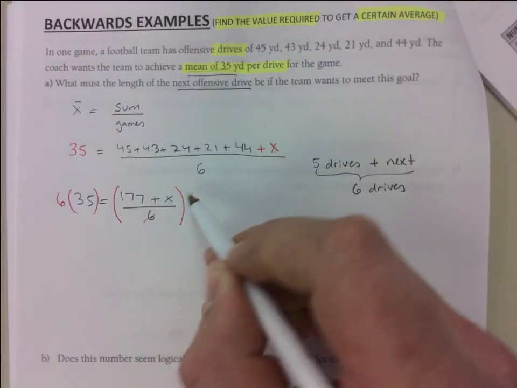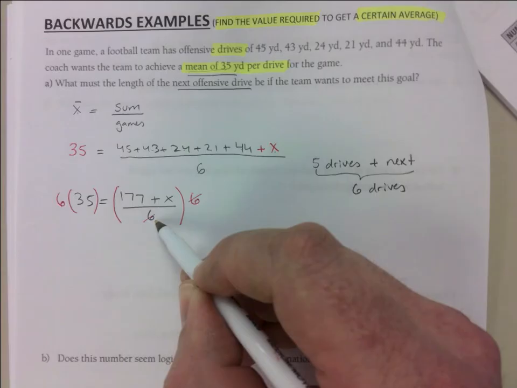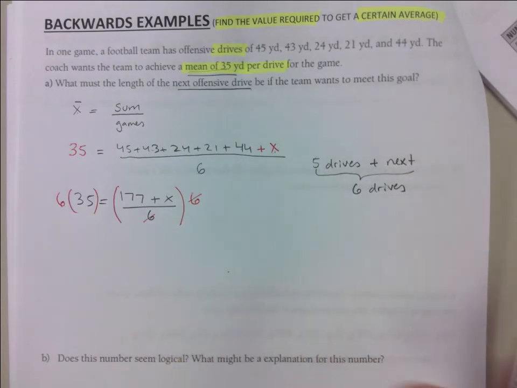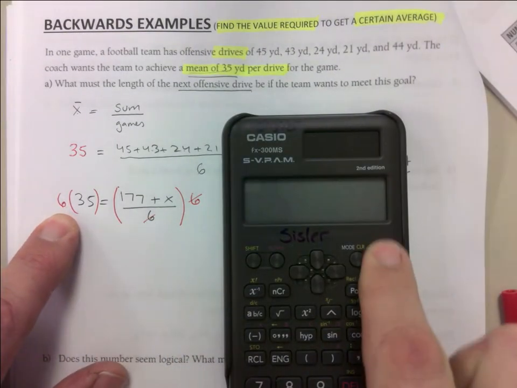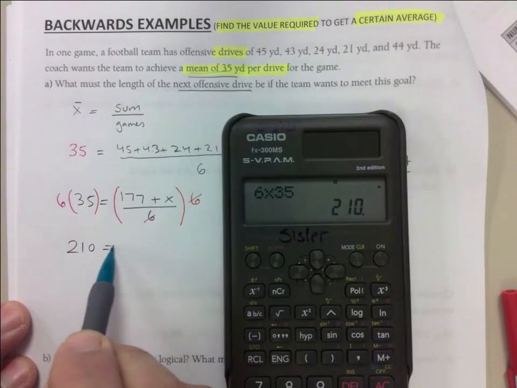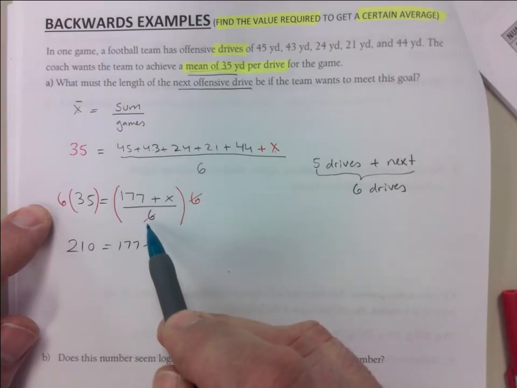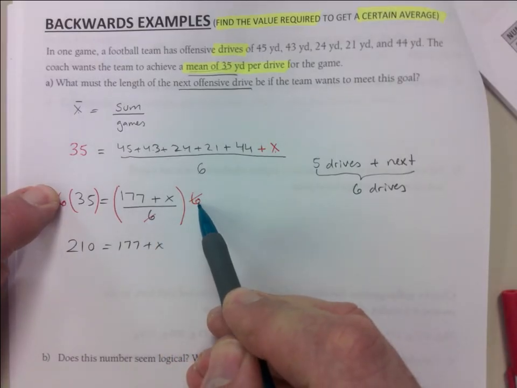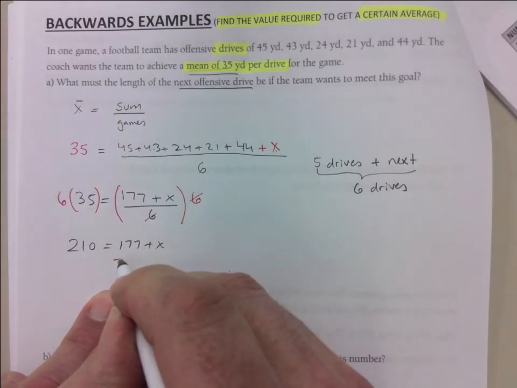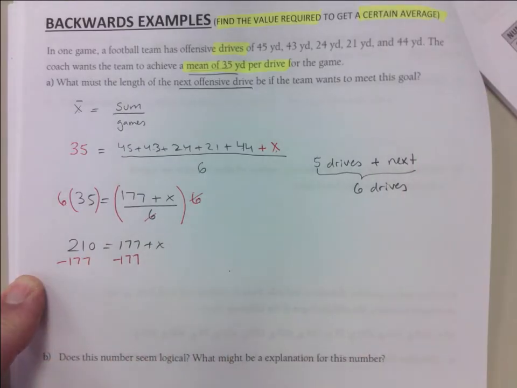So cancel this out. Guys, what if this bottom number had been 25? Times 25 times 25. The goal is to cancel this out. So 6 times 35, the math happens on the side. 210 is equal to 177 plus x. That step is always going to be the same. Whatever is down here, that's what we multiply both sides by. Now, we want to get rid of the number that's adding to x. So we're going to go minus 177 minus 177. So we do the same thing to both sides.